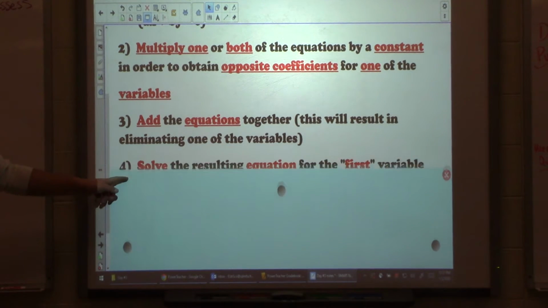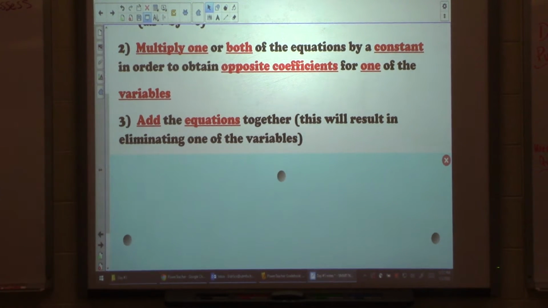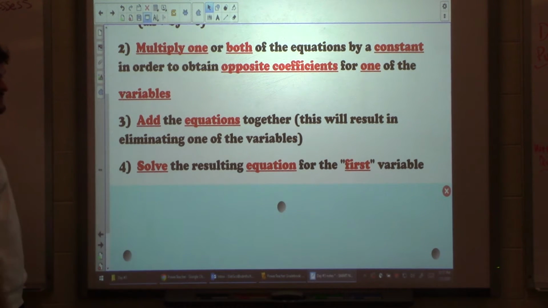Then step 3 is we're going to add the equations together. Once we have those opposite coefficients, we're just going to add straight down our equations so we eliminate one of our variables. Once we've eliminated a variable, step 4 is to solve the resulting equation for that variable that is left over. So let's say we're trying to eliminate x. When we add them, all of our x's should go away, which means we're then going to solve for y.